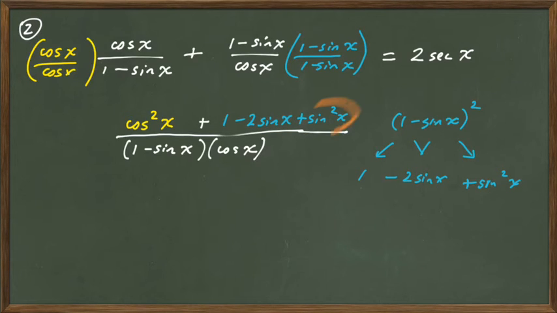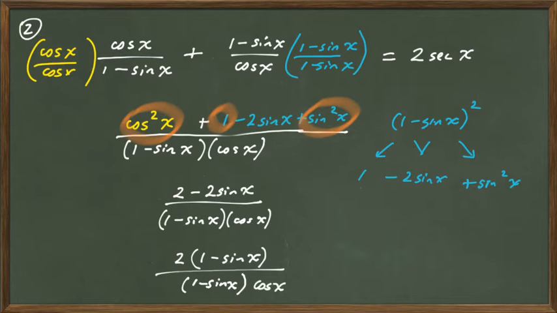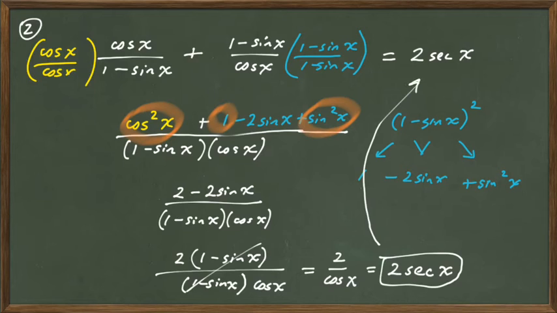Now, I have sine squared plus cosine squared. That is 1. Plus this one is 2, which now allows me to factor a 2 out of the top. If I take a 2 out of the top, you'd have 1 minus sine, which could cancel with the 1 minus sine on the bottom, leaving me 2 over cosine. We're using x's. 2 over cosine, which is 2 times secant. Hopefully that now matches.